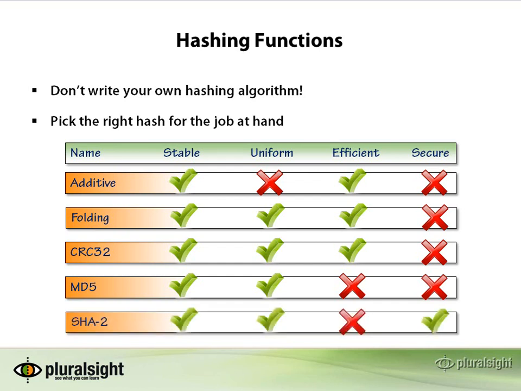Finally, we have SHA2. And I call out SHA2 specifically because SHA1 has known problems. So SHA2 is stable. It's uniform, it's secure, it's not that efficient, but remember, security comes at a cost, and that cost is going to be efficiency. So it's not a surprise that it's not that efficient, but it's a great choice if you need secure hashing. Take a look at the .NET Framework classes for it. If you need a secure hash, it's a great starting place.